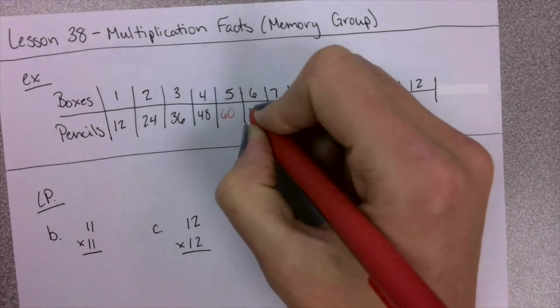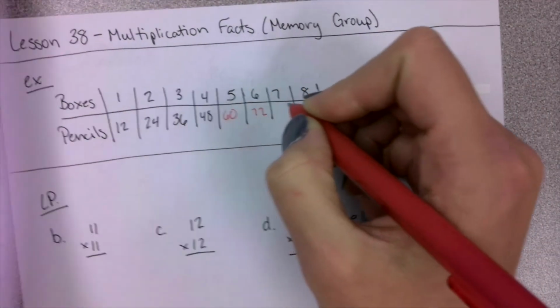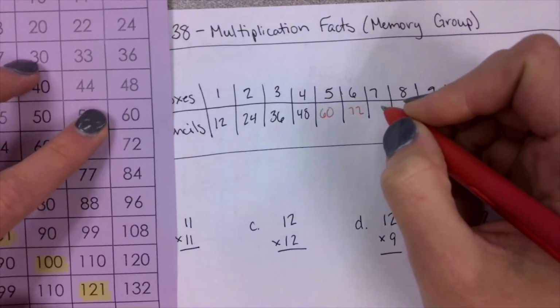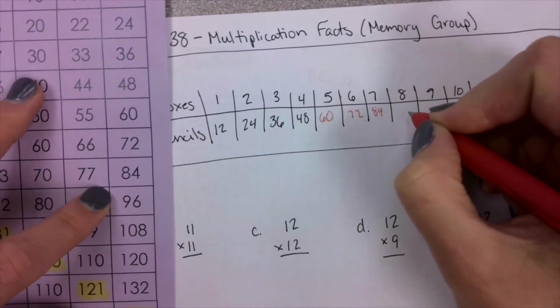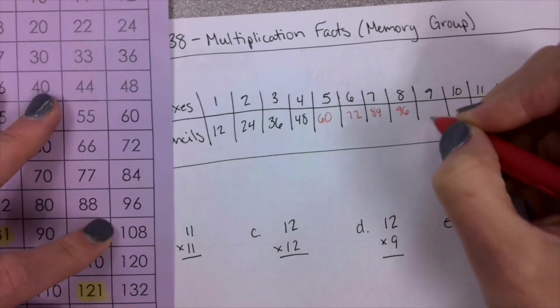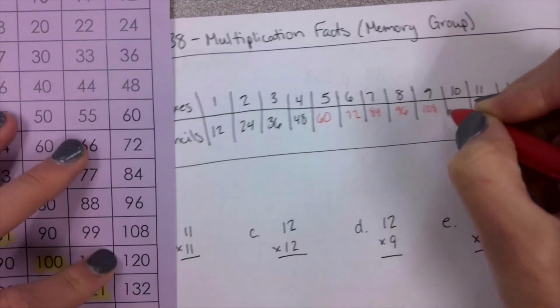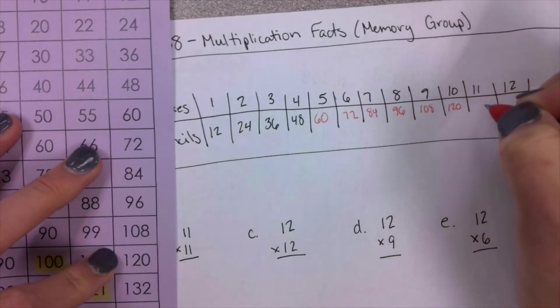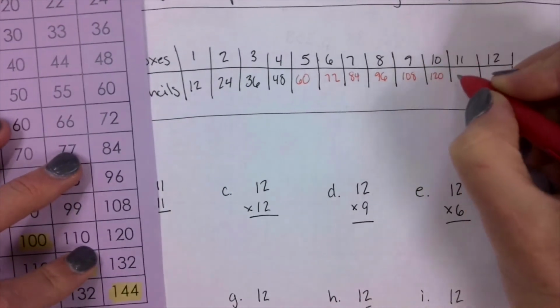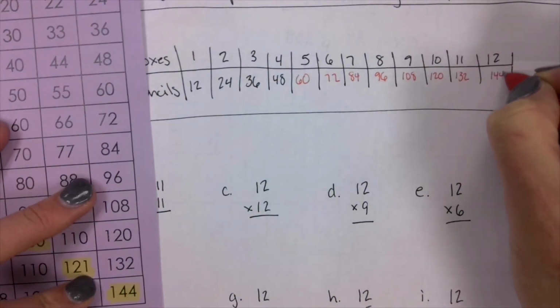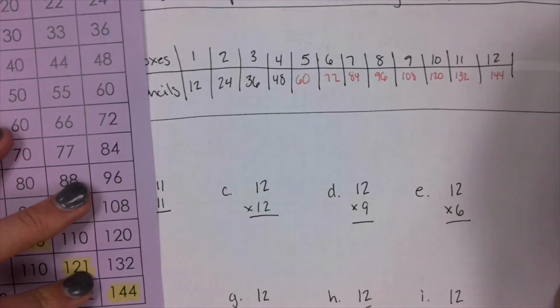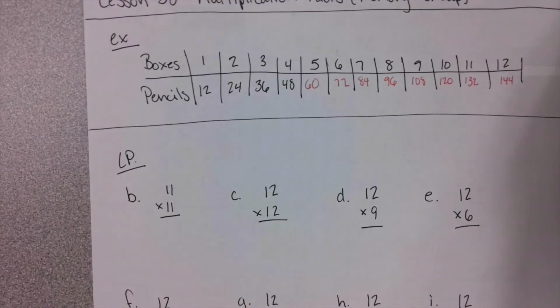If I keep looking down my chart, 12 times 6 is 72. 12 times 7 is 84. 12 times 8 is 96. 12 times 9 is 108. 12 times 10 is 120. 12 times 11 is 132. And 12 times 12 is 144. Excellent. So we filled in that box.